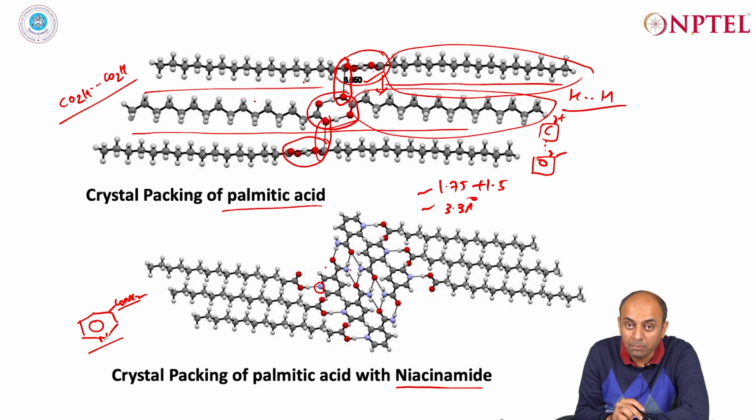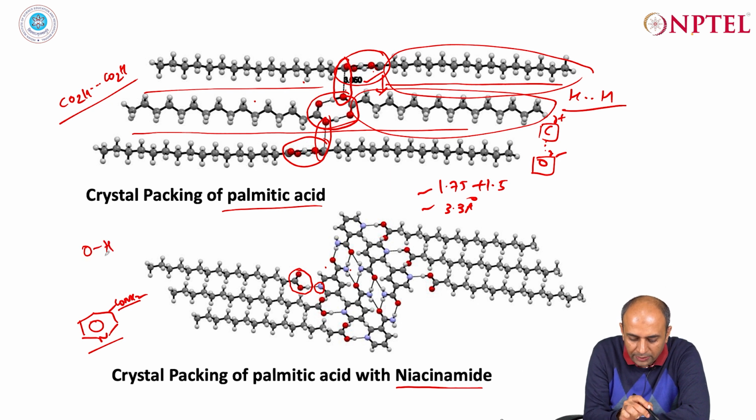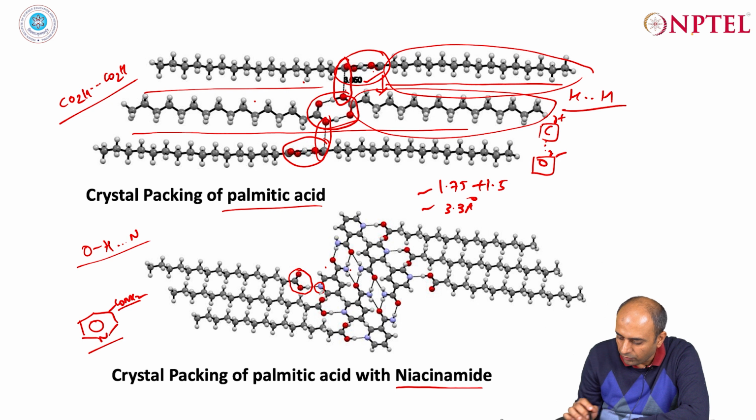Pyridine nitrogen is a basic atom. It has basic character, it has lone pairs and therefore it can accept hydrogen bonds. And here we have palmitic acid which has a hydrogen bond donor. This is the hydrogen bond acceptor. So now you can have hydrogen bonding between the carboxylic acid OH and the pyridine nitrogen of niacinamide, and this O-H...N hydrogen bond is what is responsible for the crystallization of niacinamide with palmitic acid together.